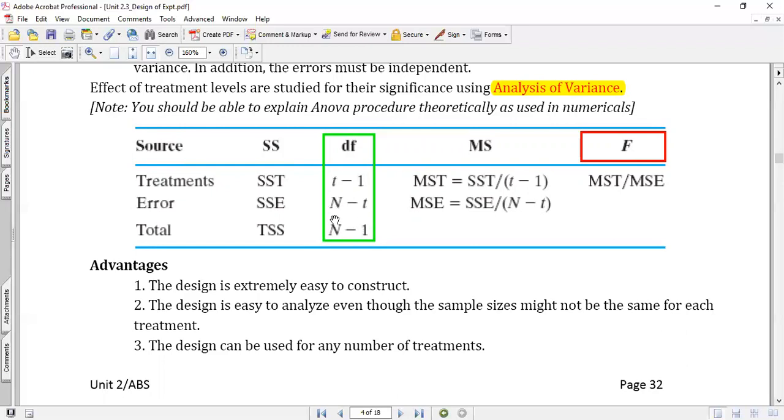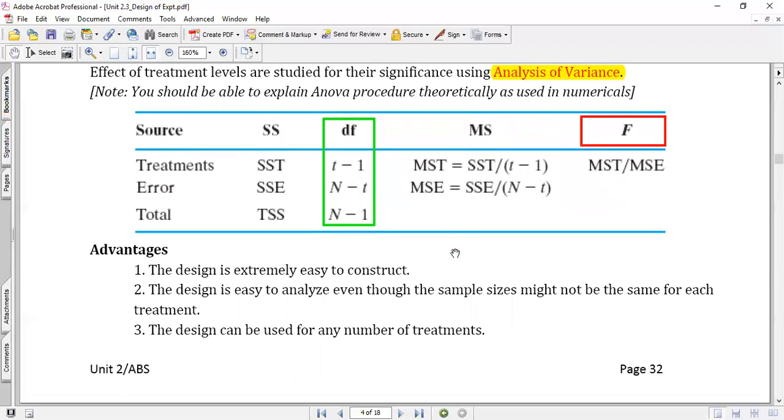So you perform total minus treatment. First find out how many treatments are there, then find out how many experiments are there. So t minus 1 for the treatment, n minus 1 for the total. So this value minus the treatment degrees of freedom gives you the error. Don't directly calculate the error, instead calculate this way: total minus treatment degrees of freedom.